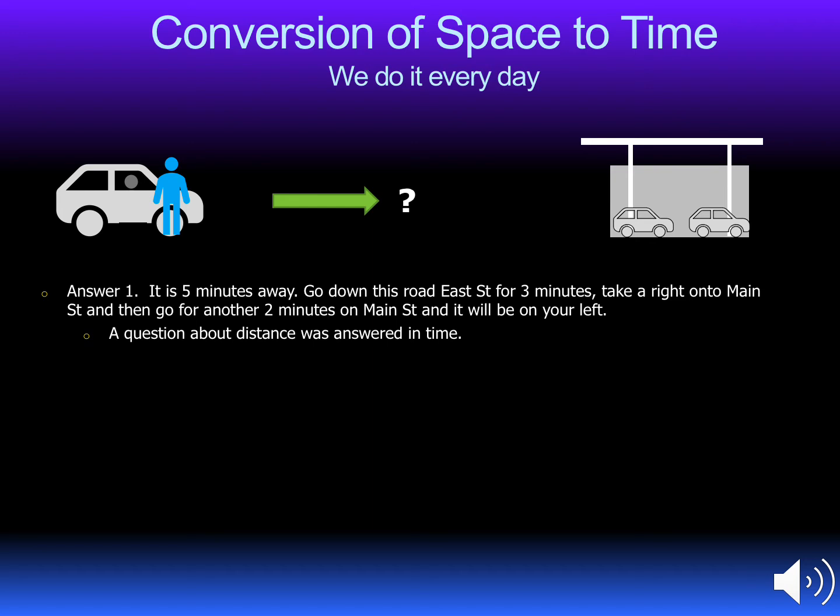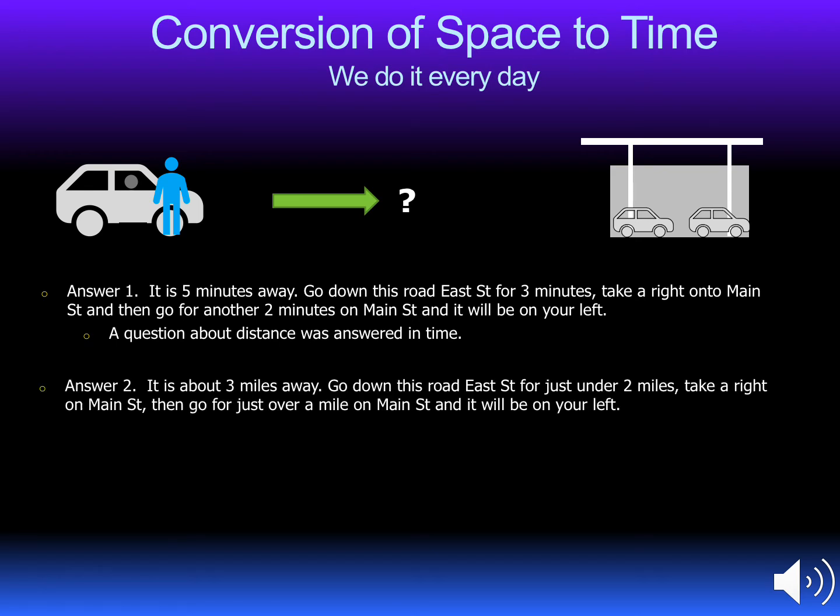The other option that the local had to give the driver is this answer, number 2. It's about 3 miles away. Go down this road, called East Street, for just under 2 miles. Take a right onto Main Street, and then go for just over a mile on Main Street, and it'll be on your left. So here we have a question about distance answered in terms of space.